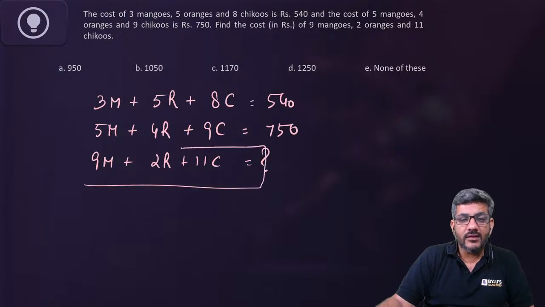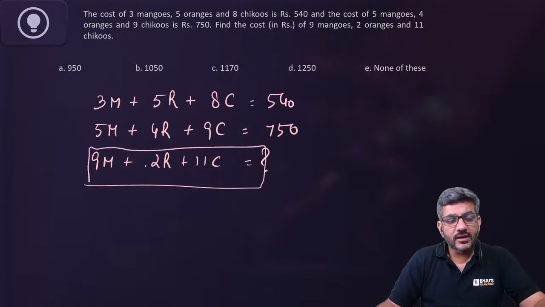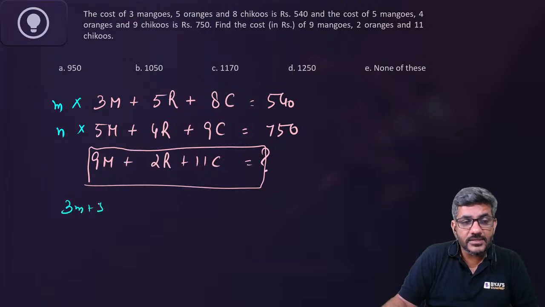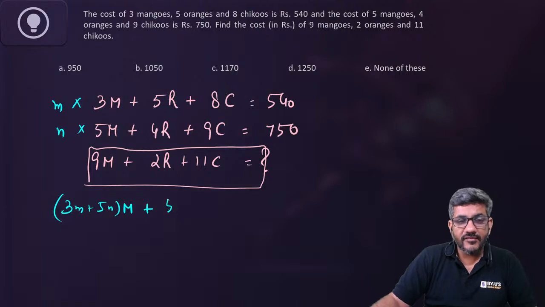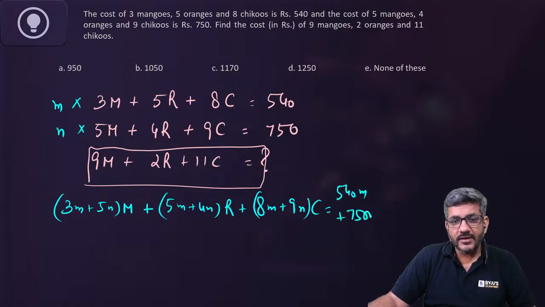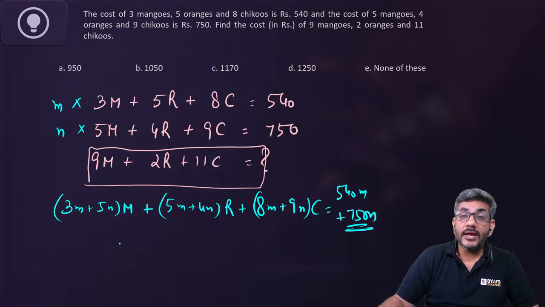So what is the general way of doing this question? The general way of doing the question is multiply this first equation by m, second equation by n, and add them. So coefficient of mango would be 3m plus 5n. Coefficient of oranges would be 5m plus 4n. And coefficient of chikus would be 8m plus 9n. This whole will be equal to 540m plus 750n. अब m और n कैसे मिलेंगे?